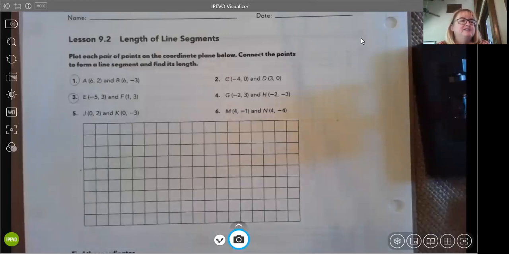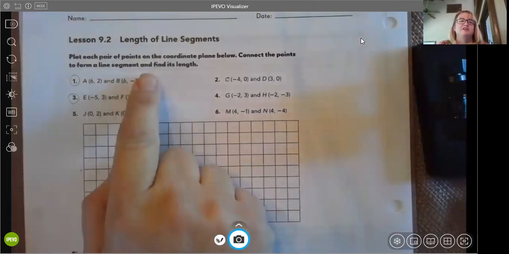And again, we just started unit 9, and it is about the coordinate plane. We touched upon lengths of line segments on our last video in our last assignment. So let's continue on looking at lengths of line segments, and there's a lot of problem solving involved with this one. So let's go ahead and get started.